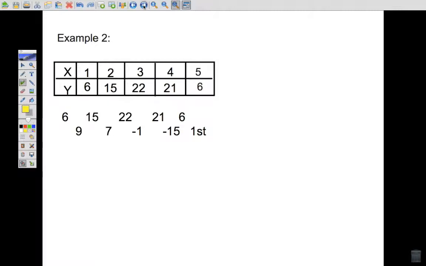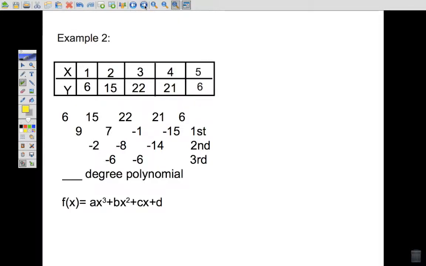We need to do the process again. Be very careful with your subtraction. You're going to have -15 minus -1. Minus a negative is adding a positive. We still do not have all the same number on this last line, so let's complete our finite difference process one more time. -14 minus -8 is -14 plus 8. We get a -6. -8 minus -2 is -8 plus 2.